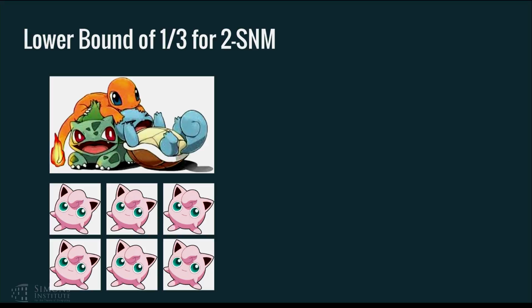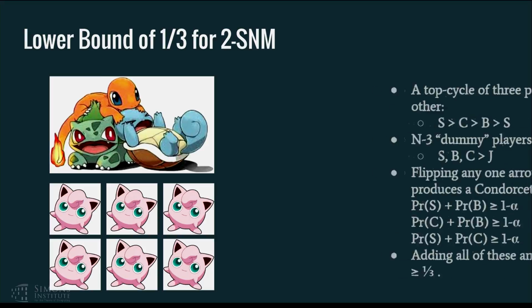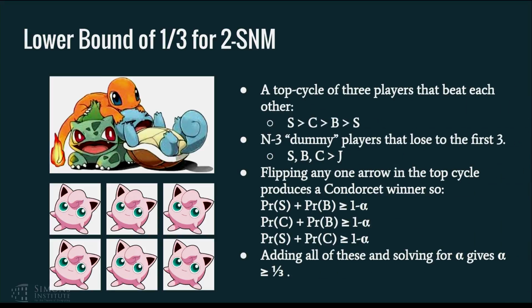So the lower bound, a very simple example. We have three teams that are really good: Charmander, Squirtle, and Bulbasaur. They beat each other cyclically, as you would expect. And then we have N-3 Jigglypuff teams that lose to these three teams, and we don't care how they do against each other. And the point is that any two of these teams can form a Condorcet winner by just flipping that arrow.